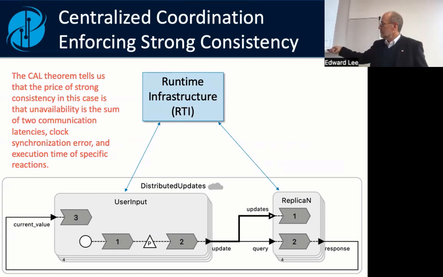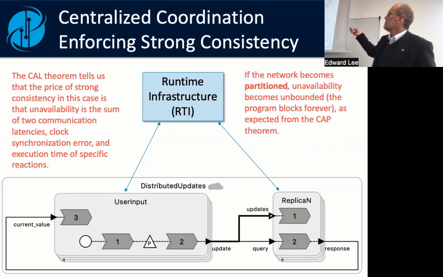Because the apparent latency is the difference between the timestamping of the query using a local clock and the response, the time at which the response is handled, which happens to again be using the same local physical clock. So this is simply the amount of time that it takes for the bank to respond to a user query. Okay, very natural measure of availability. And you can derive this using the CAP theorem based on the structure of the program. If the network becomes partitioned, the unavailability becomes unbounded with this centralized controller, meaning that the program blocks forever. And we would expect this from the CAP theorem.